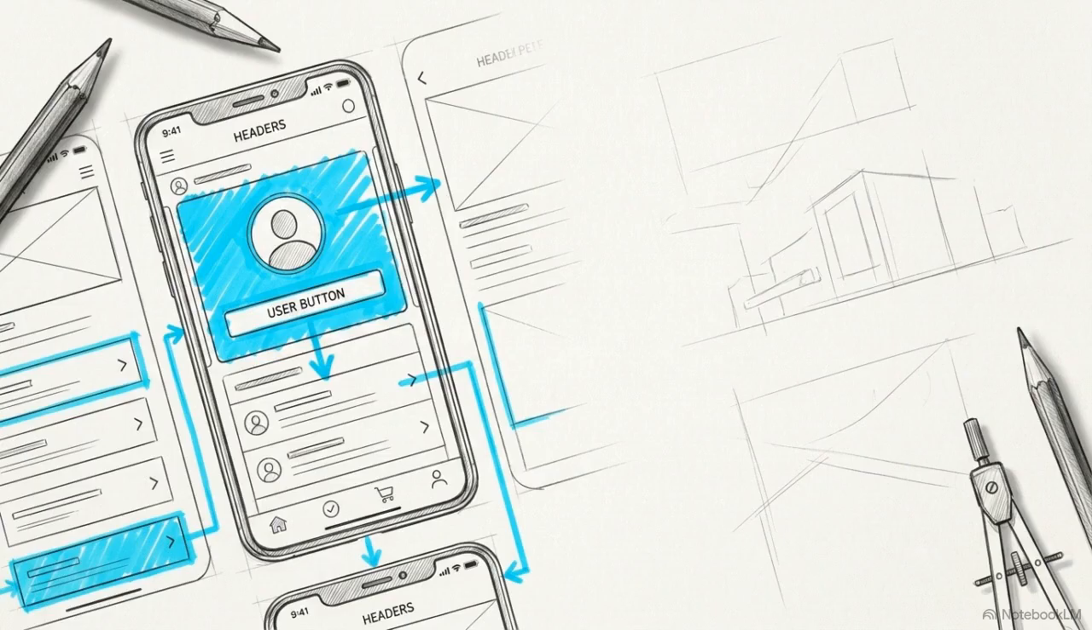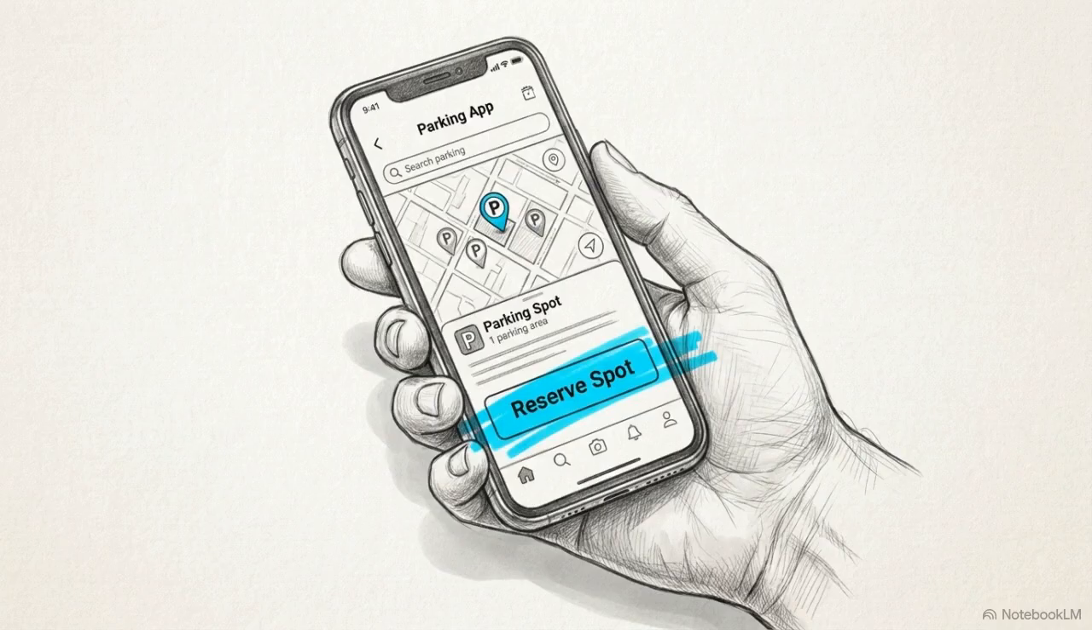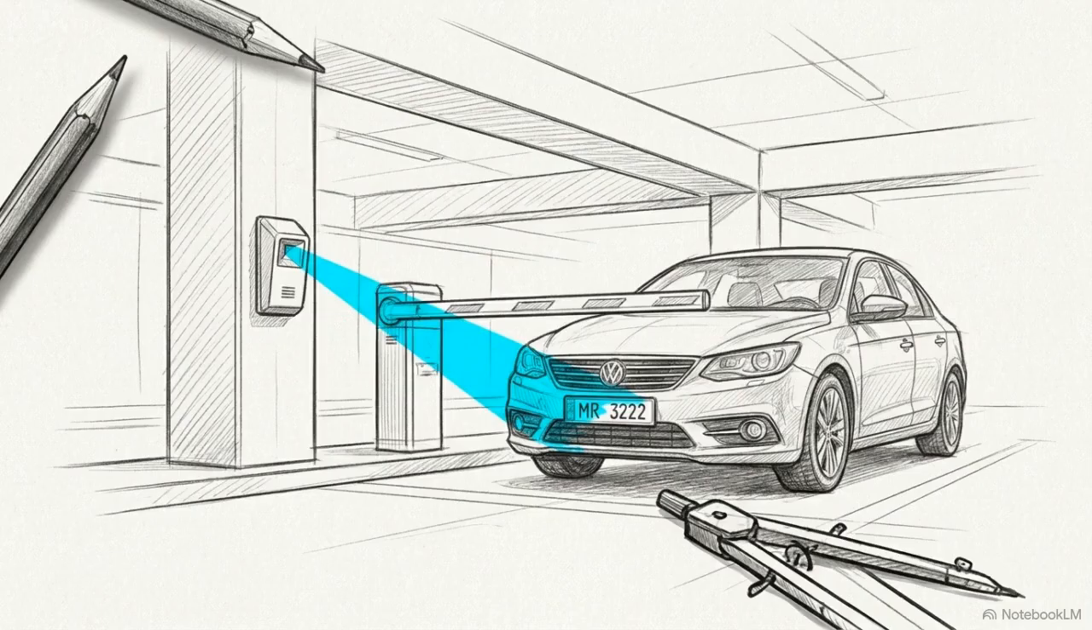Functional requirements are statements of specific services or functions the system must provide to the end user. For our parking system, functional requirements include the ability for a driver to reserve a spot via a mobile app and the implementation of automatic license plate recognition at entry points.